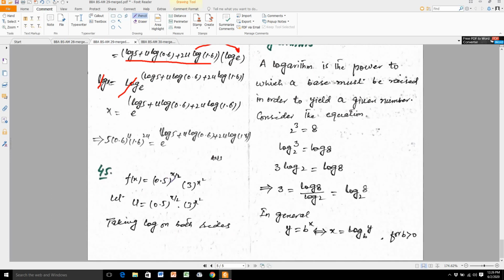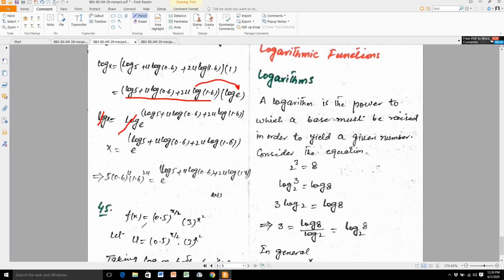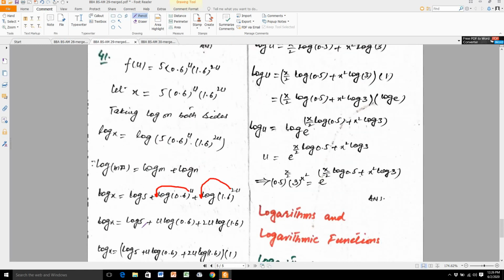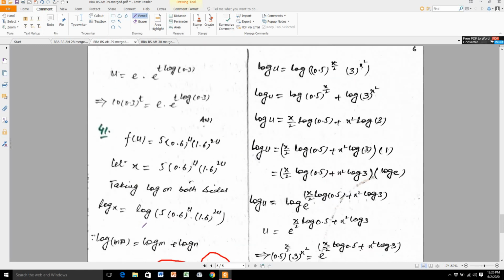F of x is equal to 0.5 whole raised to the power x by 2, then 3 raised to the power x square. Again I let u is equal to 0.5 whole raised to the power x by 2 into 3 raised to the power x square. Again using the same procedure, taking log on both sides, we get log u is equal to log of 0.5 whole raised to the power x by 2 into 3 raised to the power x square.